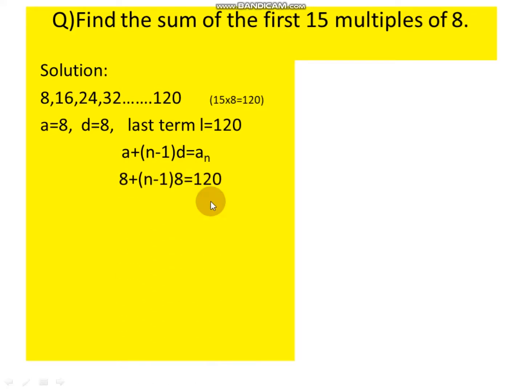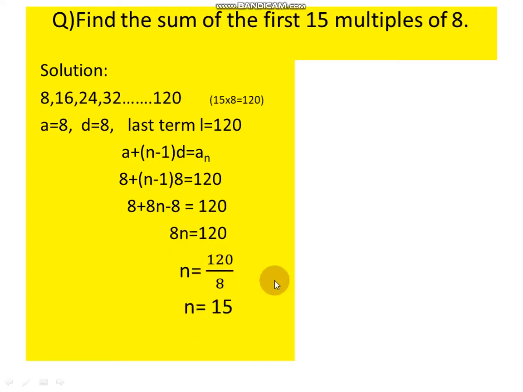You use a plus n minus 1 into d is equal to an. So here a plus n minus 1 into the common difference 8 is equal to 120. So 8 plus 8n minus 8 is equal to 120. So 8n is equal to 120. n is equal to 120 by 8. Therefore n is equal to 15. So this is the step. You can skip this step directly, or for verification purposes we can use this step, because already 15 terms are given, and we have to find the sum up to 15 terms.